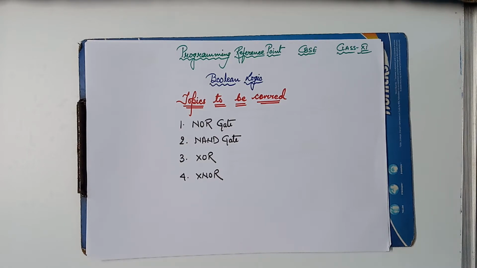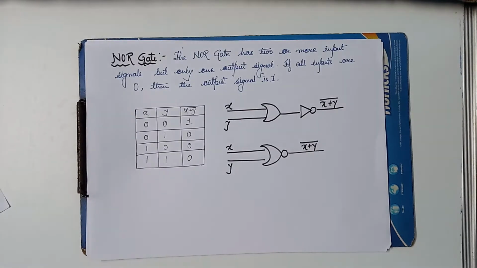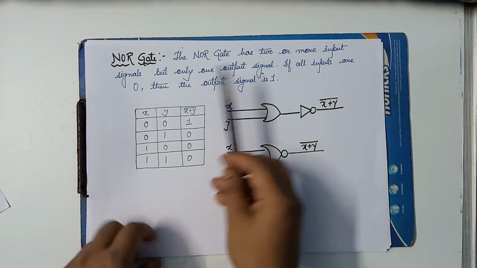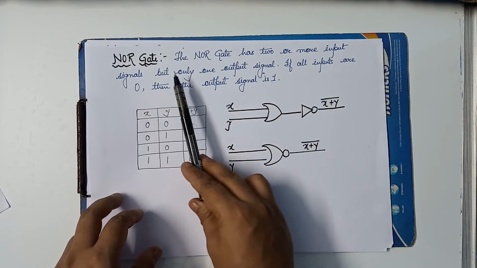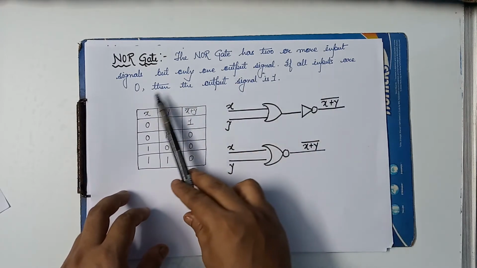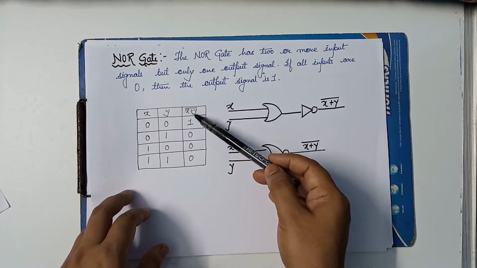So let's start. NOR gate. NOR gate means what? When along with the OR gate, if we add a NOT gate, it becomes what? The NOR gate. Okay. Let's see the definition. The NOR gate has two or more input signals but only one output signal. If all inputs are 0, then the output signal is 1. It is just the complement of the OR gate.